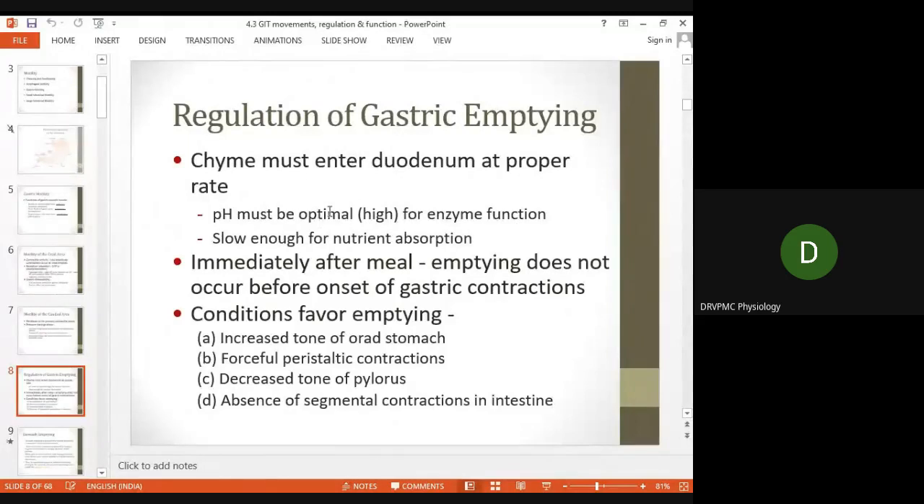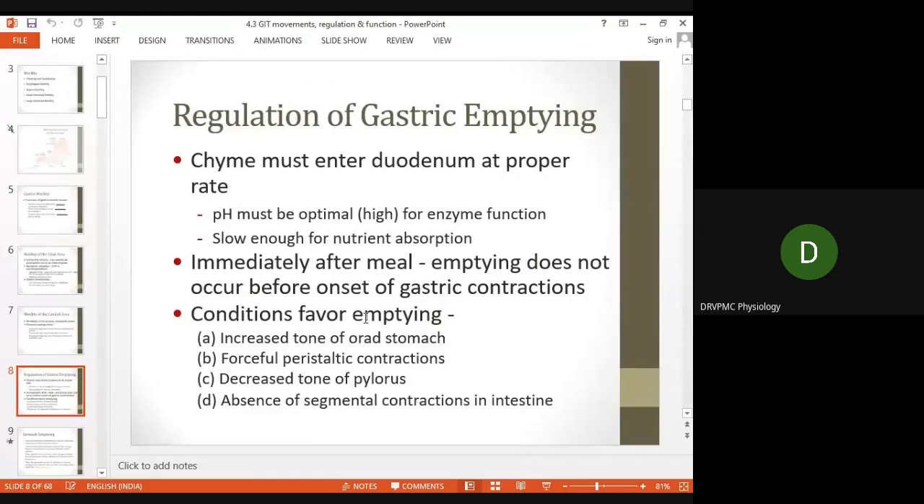How is it allowed, or how is it planned? That is what we will discuss under the regulation of gastric emptying. Okay. Immediately after the meal, emptying does not occur before the onset of gastric contractions. Okay. Once you have taken the meal, the gastric emptying will not be there. First, there has to be gastric contractions.